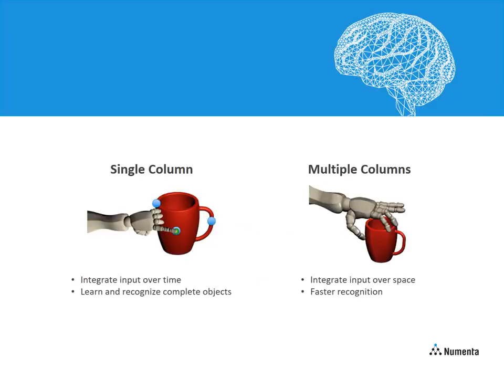In summary, each column integrates inputs over time so that individual columns can learn and recognize complete objects. Multiple columns integrate inputs over space so that recognition can occur faster.